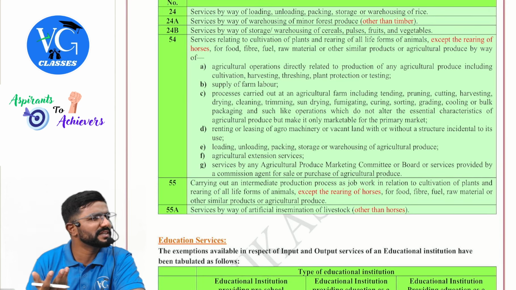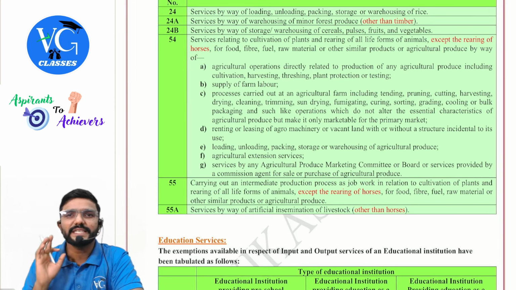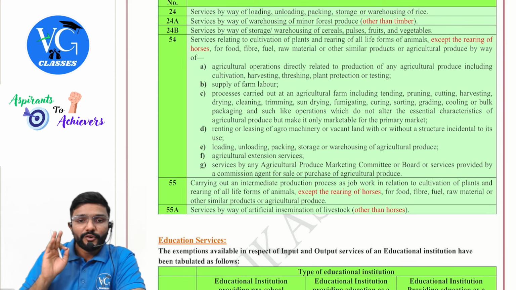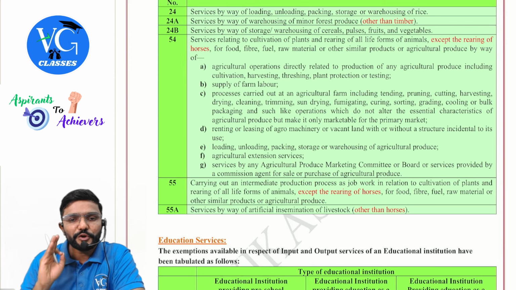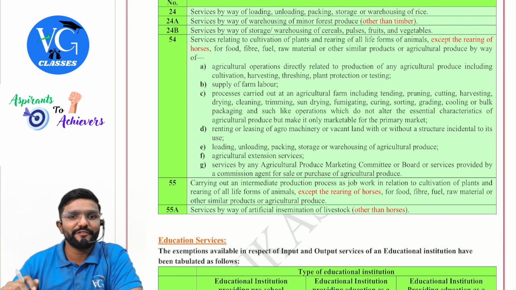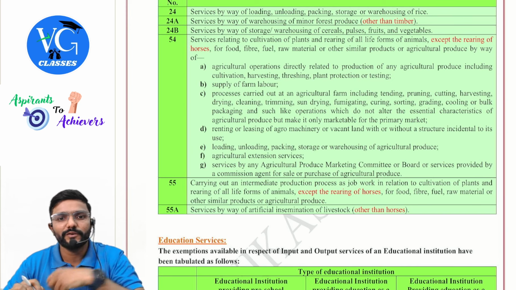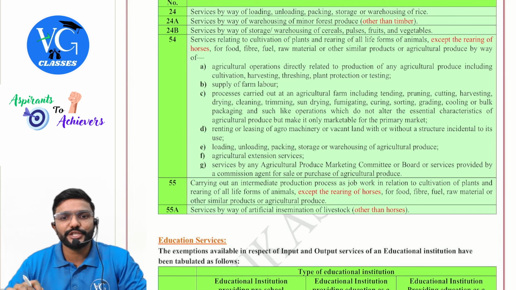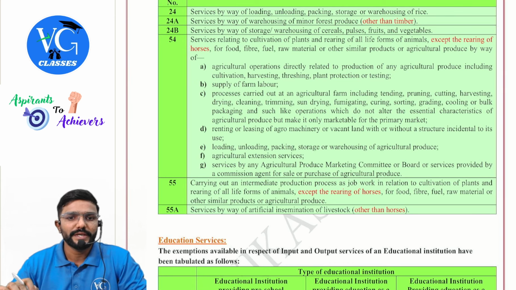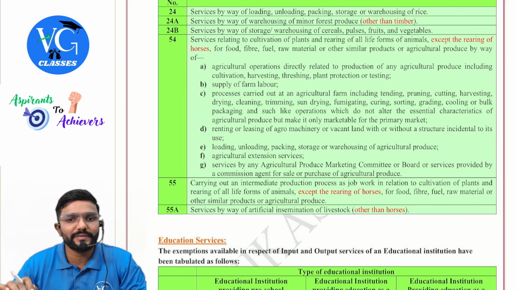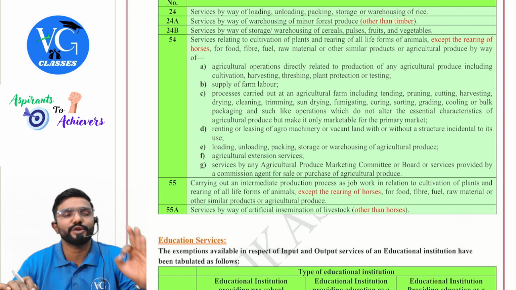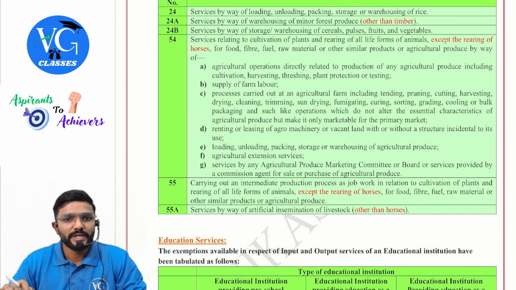Sir, except what is it? Is it taxable or exempt? It is taxable. For food, fiber, fuel, raw material or other similar products or agriculture produce by way of agricultural operations directly related to production of any agricultural produce, including cultivation, harvesting, threshing, plant production or testing. Supply of farm labor.